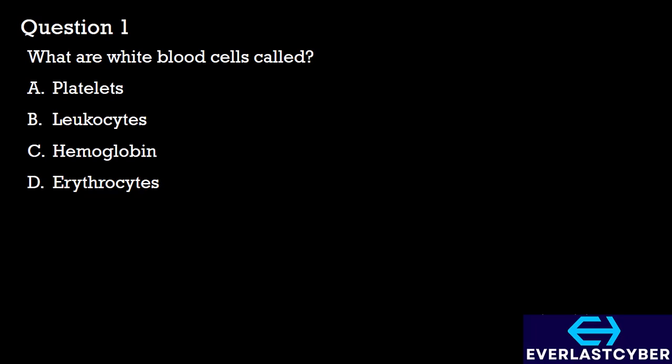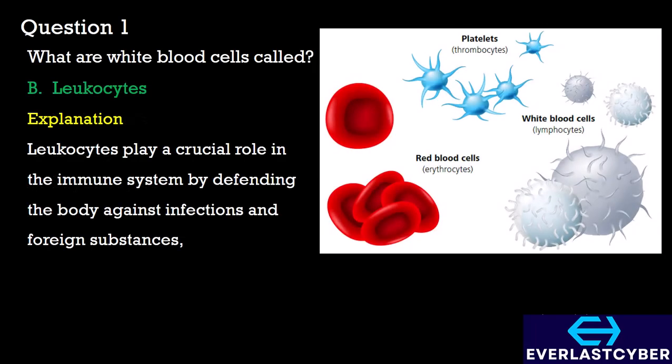Platelets are small blood components that are involved in blood clotting. White blood cells are scientifically known as leukocytes, and they play a crucial role in the immune system by defending the body against infections and foreign substances. Hemoglobin is a protein in red blood cells that is responsible for carrying oxygen, while erythrocytes is another name for red blood cells which transports oxygen. So the white blood cells are called, option B, leukocytes. They defend the body against infections and foreign substances.